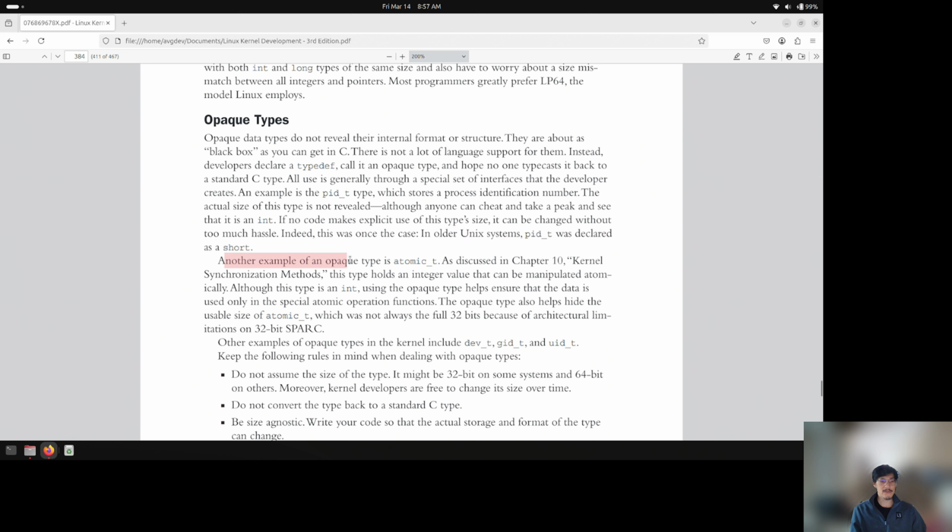Another example of an opaque type is atomic_t, as discussed in Chapter 10, Kernel Synchronization Methods. This type holds an integer value that can be manipulated atomically. Although this type is an int, using the opaque type helps ensure that the data is used only in the special atomic operation functions. The opaque type also helps hide the usable size of atomic_t, which is not always the full 32 bits because of the architectural limitations on the 32-bit SPARC.